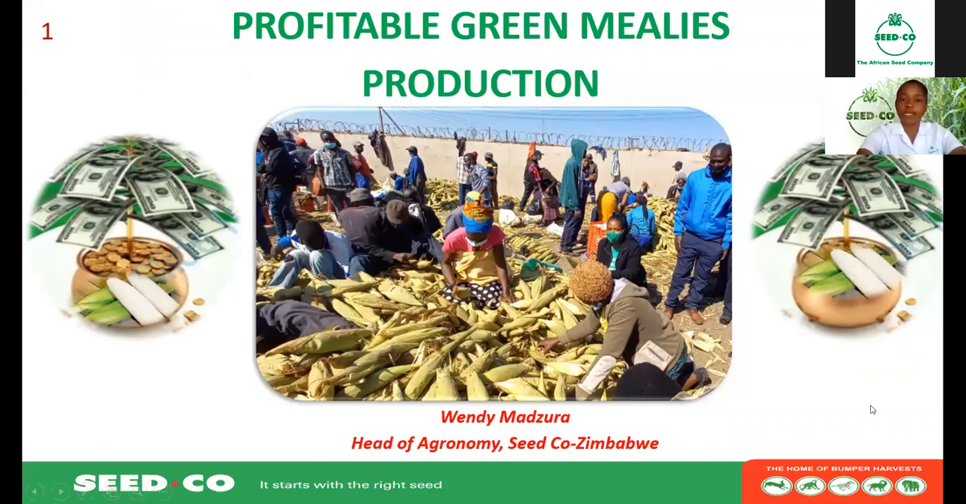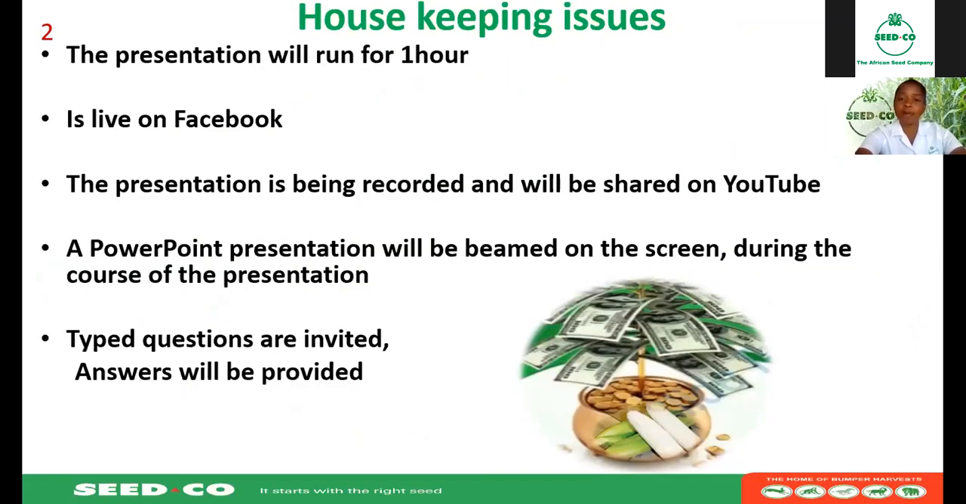In Green Mealie Production, it's important for us to take note of the windows that we can produce our Green Mealies for them to be profitable, as well as the variety selection and good agronomic practices, as well as marketing tips that are going to make us more profitable and get more returns per dollar invested in terms of the Green Mealie venture.